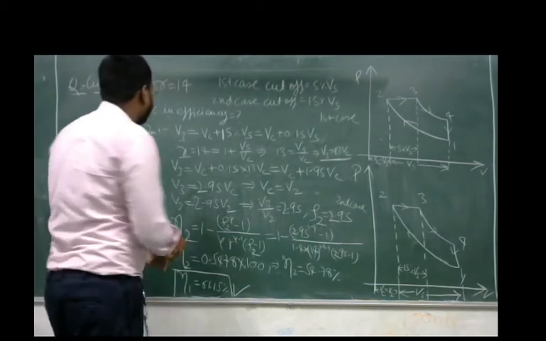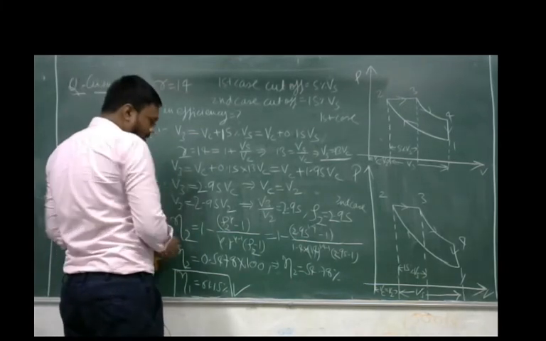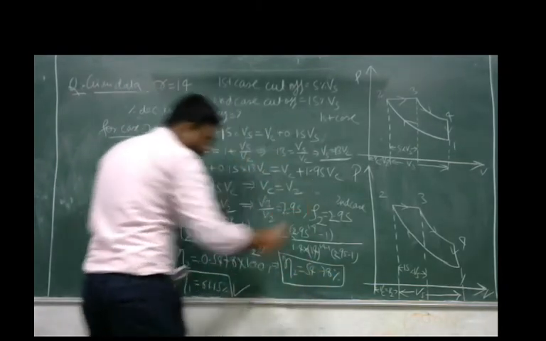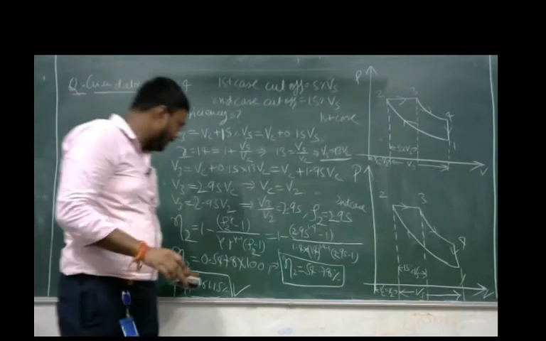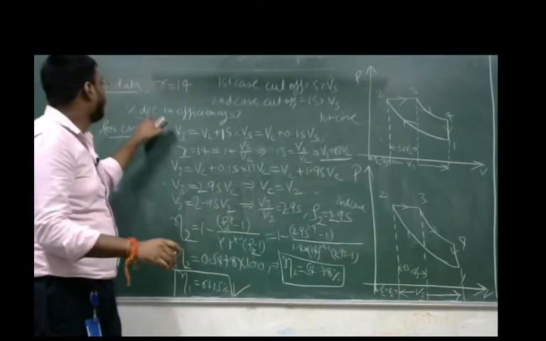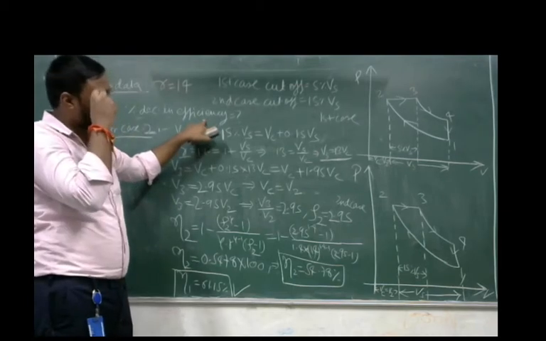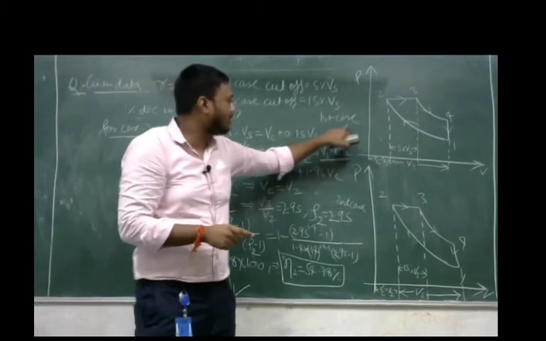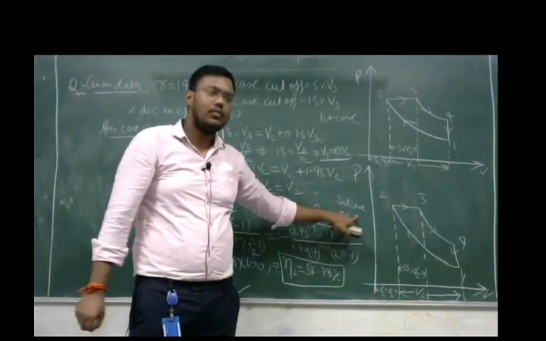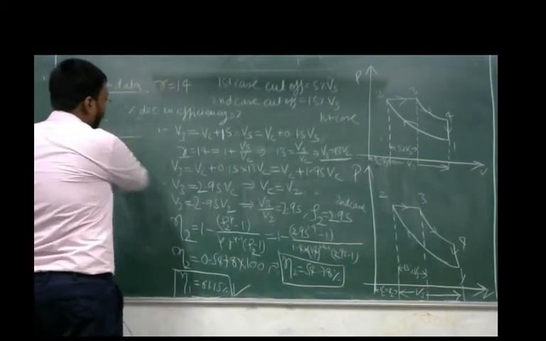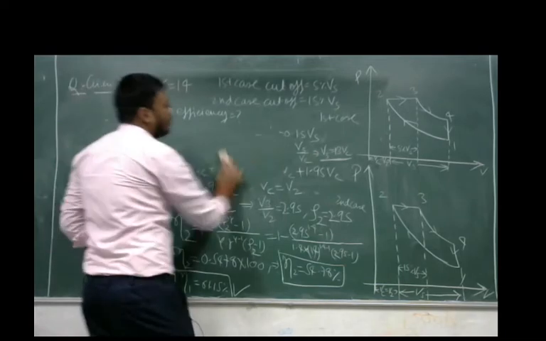Now the question is asking, we have both values eta 1 and eta 2. We need only these values because we have to find the percentage decrease in efficiency, meaning how much the efficiency decreases in case 2 compared to case 1. Here we can calculate that. I am deleting these values.